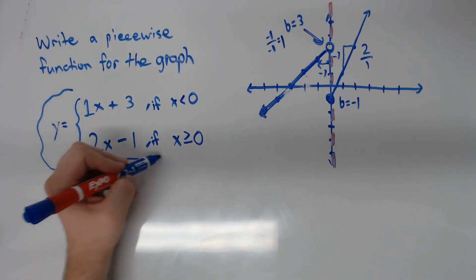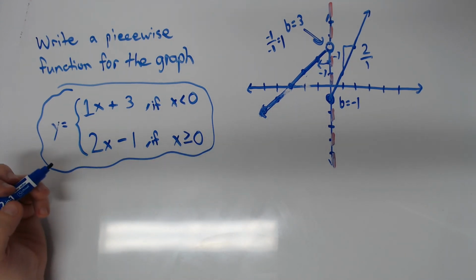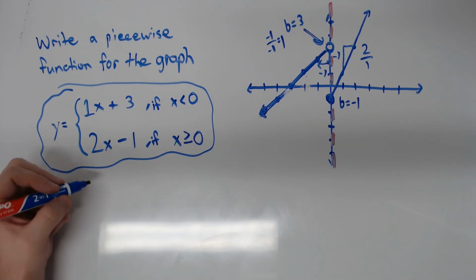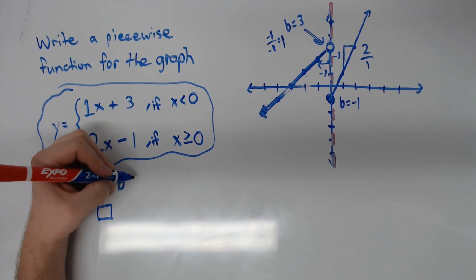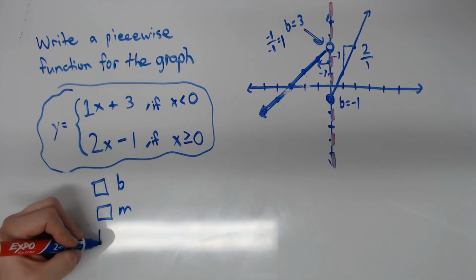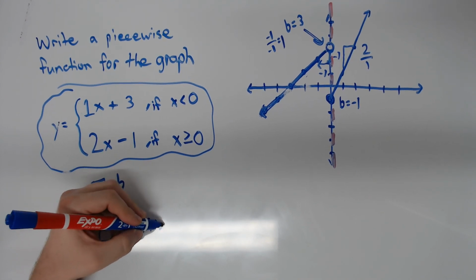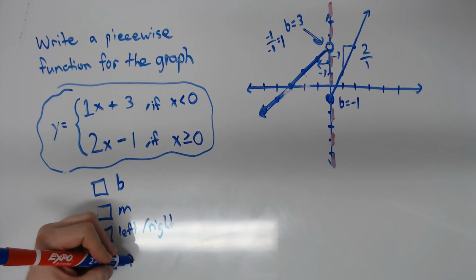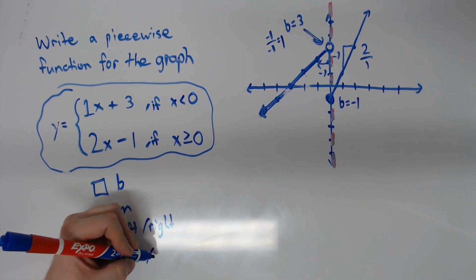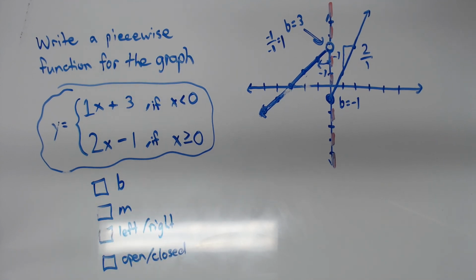Okay. So it's the same checklist, just backwards. We have to find it from the graph. We need b, the y-intercept, m, the slope, whether it's going left or right, to get our inequality symbol, and whether it's open or closed to decide which one gets the or equal to sign. So it's the same checklist, just backwards.